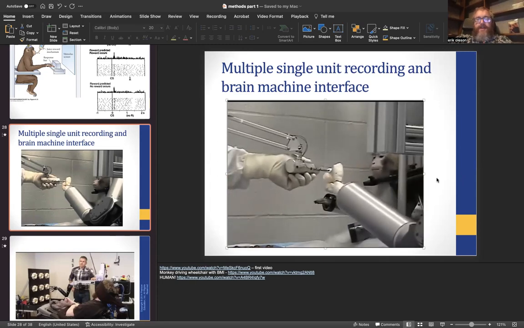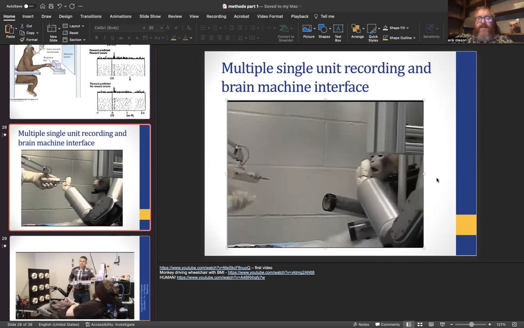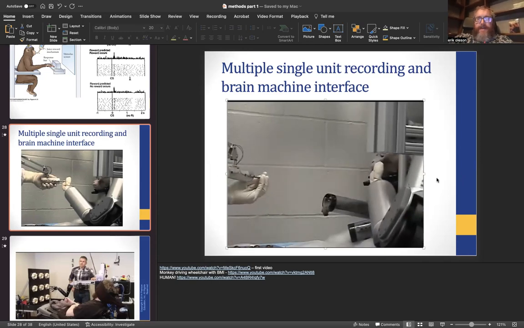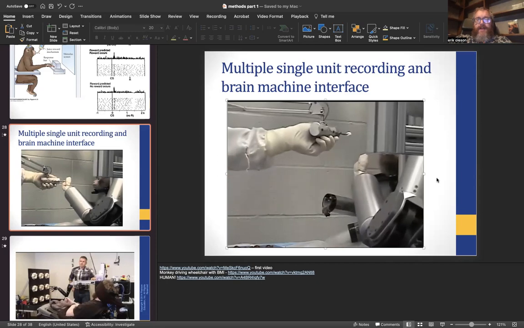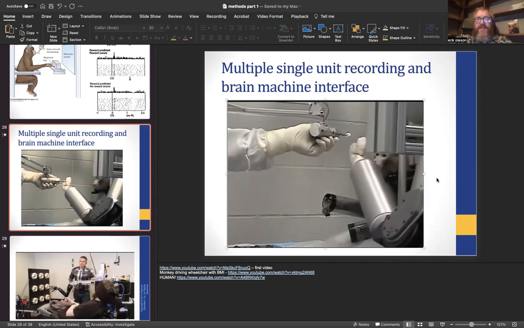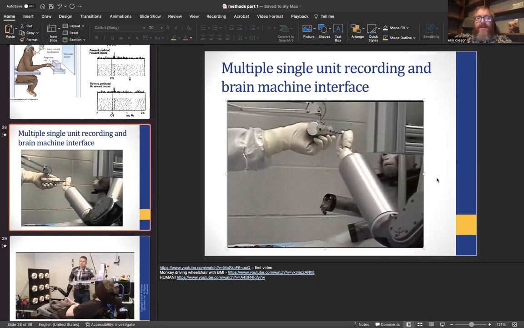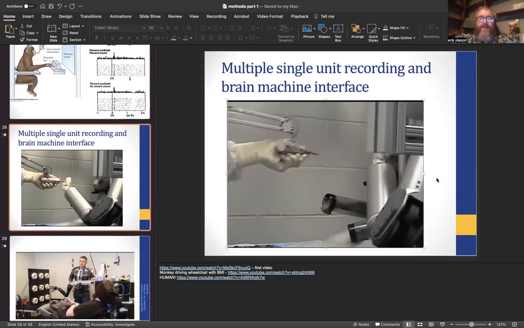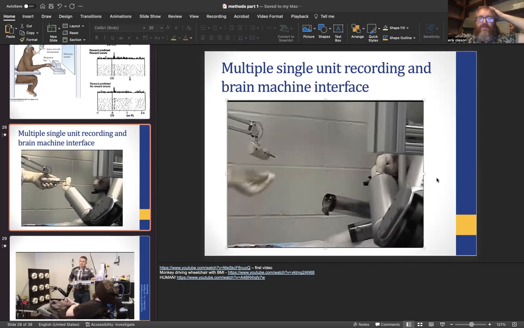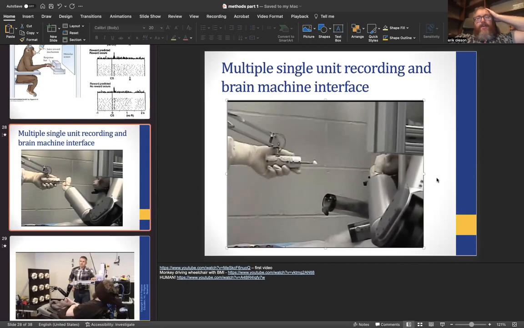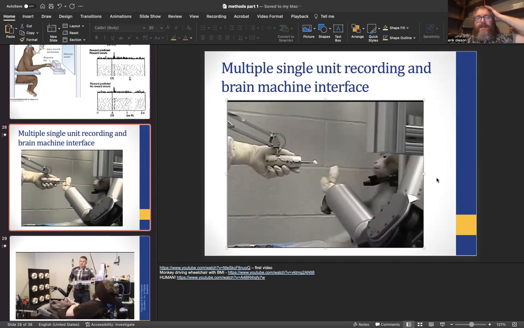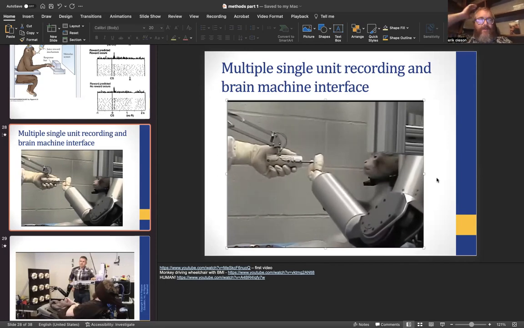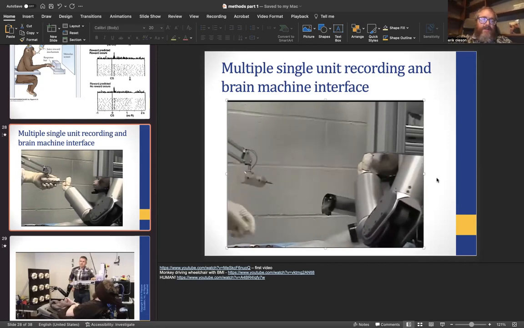So in this monkey, his left arm is tied behind his back, and his right arm is constrained. So the only way that he can feed himself is by reaching with this robotic left arm that's controlled by neurons in his right primary motor cortex.